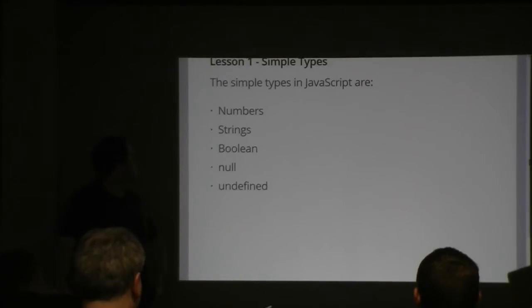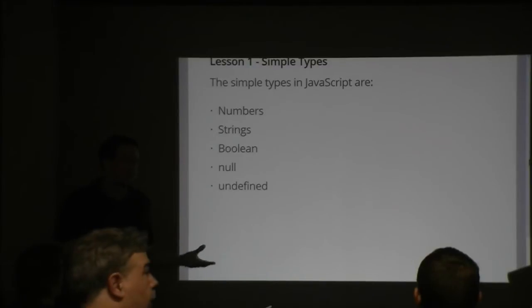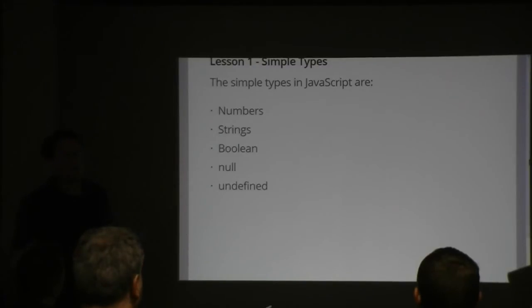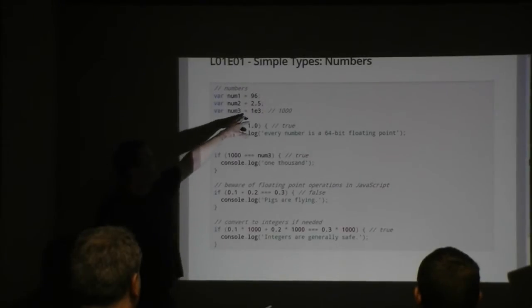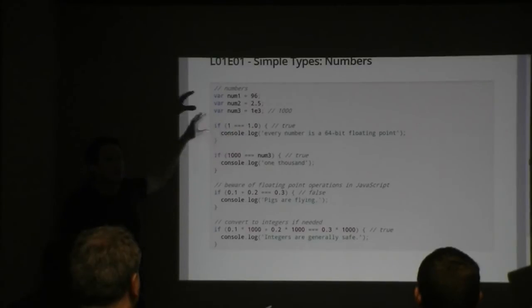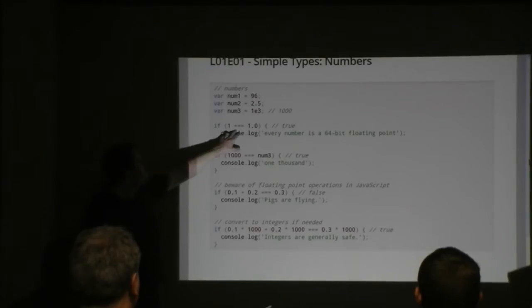Okay. So JavaScript has types like any language. It's a loosely typed language, but there's simple types and there's objects, and these are the simple types. I'm going to blow through the simple types. So numbers: integers, floats, exponentials. These are all the same type as far as JavaScript is concerned. So if you're doing 1 equals 1.0, that's true. That wouldn't be true in other languages. 1000 equals 1e3, that's also true.